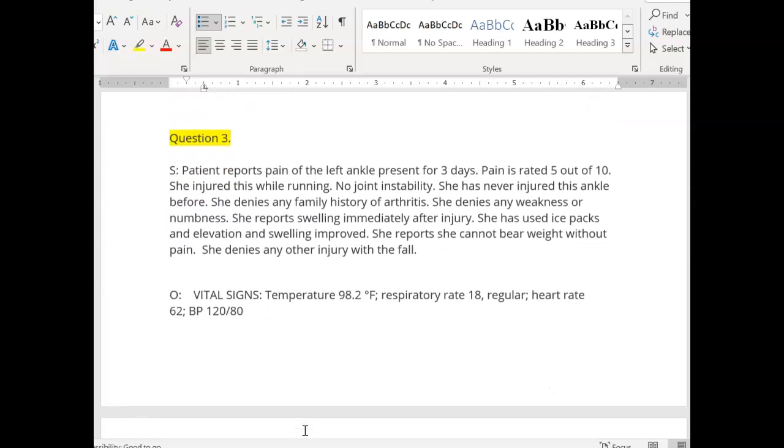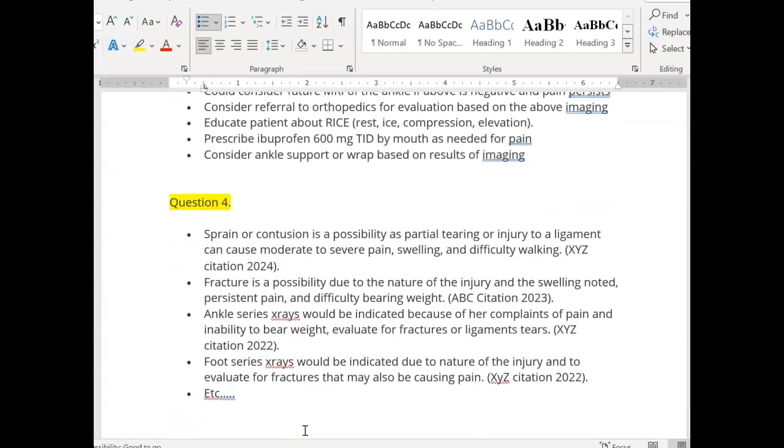Question 2, write it out. Question 3, write out the practice SOAP note. Question 4 is where you're going to explain the rationale for your interventions and for your differentials, and that's what you submit to me, okay?